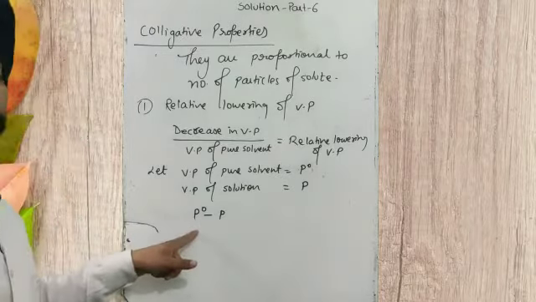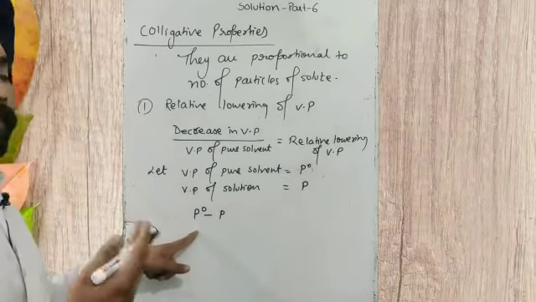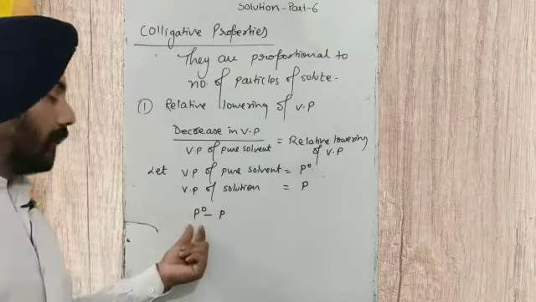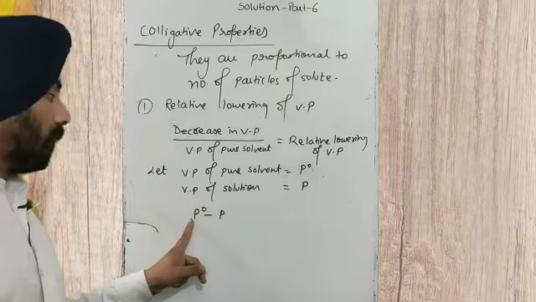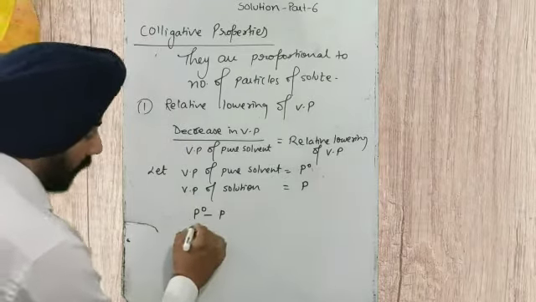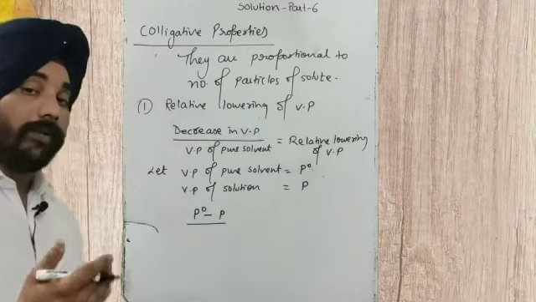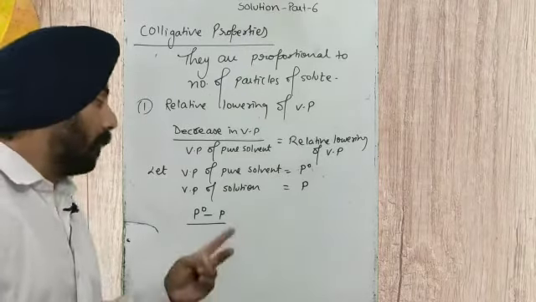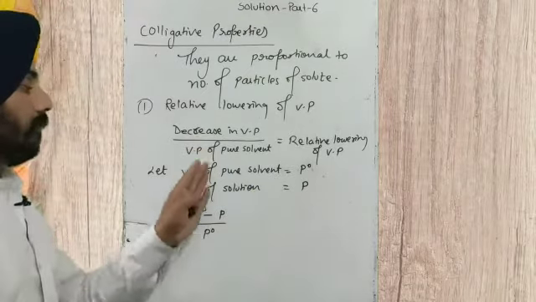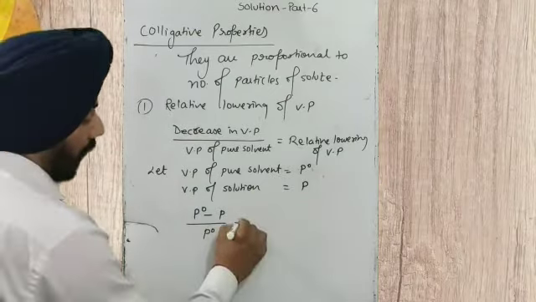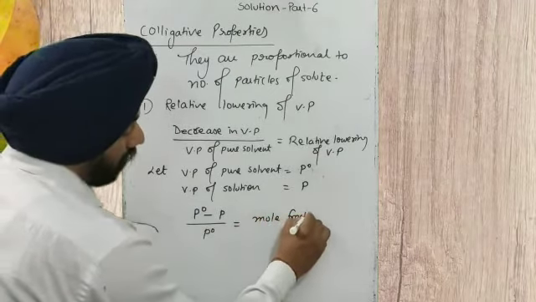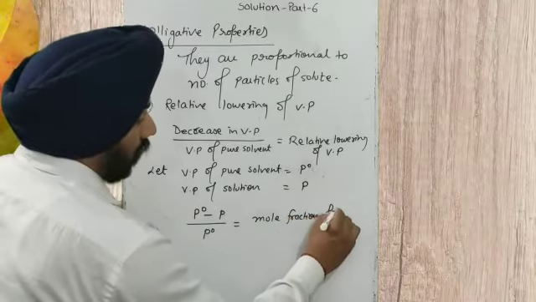I told you the vapor pressure of pure solvent will be more than the vapor pressure of the solution. So the decrease in vapor pressure will be equal to the vapor pressure of solvent minus the vapor pressure of solution. This is the decrease in vapor pressure, and we divide it by the vapor pressure of pure solvent, that is P naught. Now this is called relative lowering of vapor pressure, and it is equal to the mole fraction of solute.